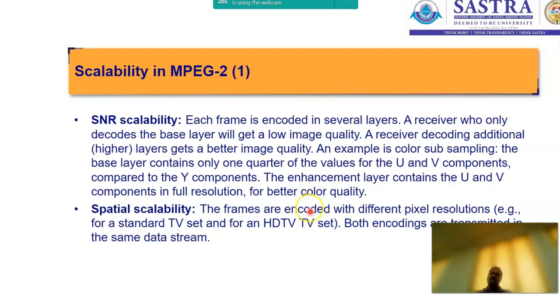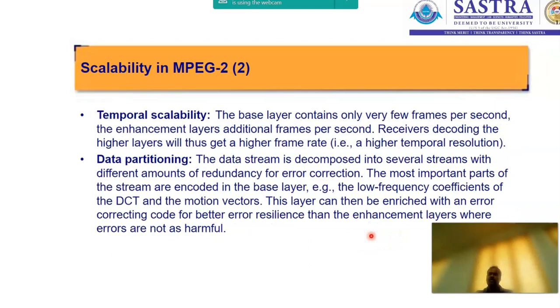About spatial scalability, the frames are encoded with different pixel resolutions, from standard TV to high definition TV, for example 800 by 600 up to about 4000 by 4000. Both encodings are transmitted in the same data stream at the same rate. Then temporal scalability: the base layer contains only very few frames per second, and in the enhancement layers additional frames per second are included. The receivers decoding the higher layers will thus get higher frame rates.